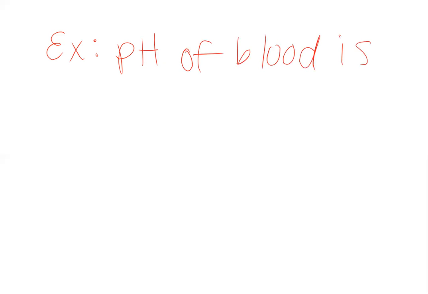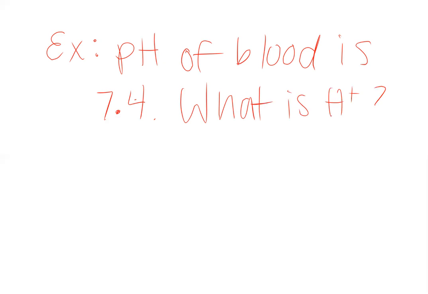So first of all, if you are given the pH of blood, true story, is 7.4. What is the hydrogen ion concentration? Okay, so we're going to work backwards here. So we're going to use our formula: 10 to the negative pH is equal to the H plus concentration.